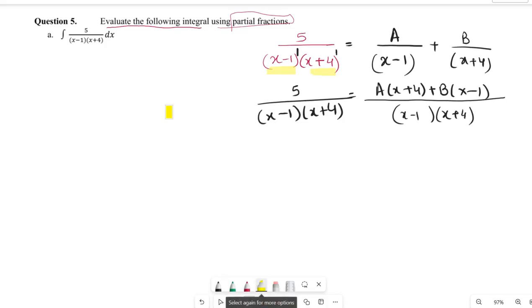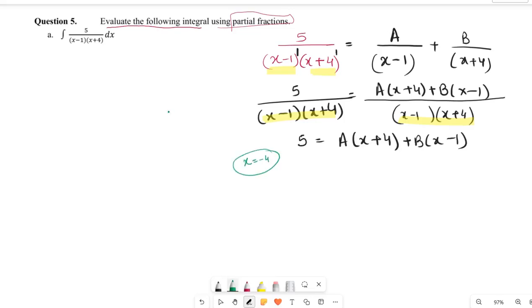Now compare both sides. If you notice, we have the same denominator. That means the numerators should be the same also. We are saying both of these statements are equal to each other. That should be true for all x. That means we can put in, say, x equal to negative 4, which I got from the first factor. So let's put x equal to negative 4.